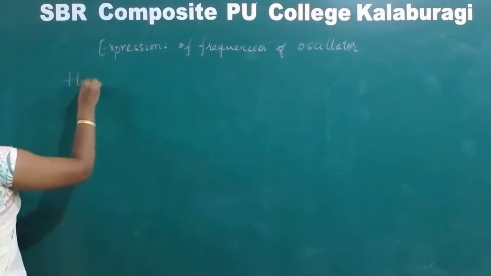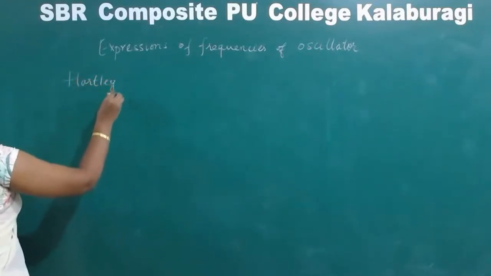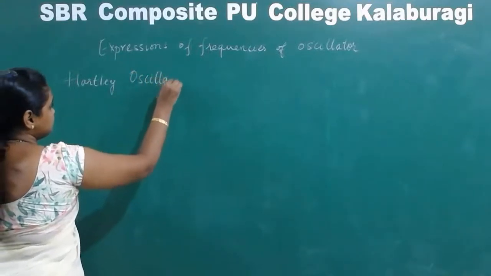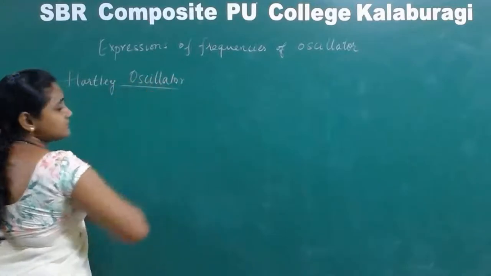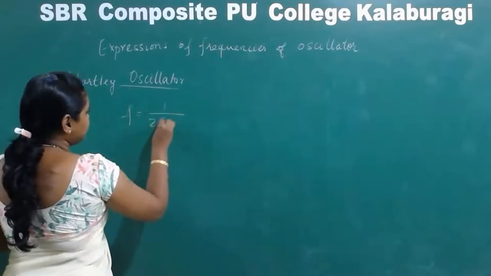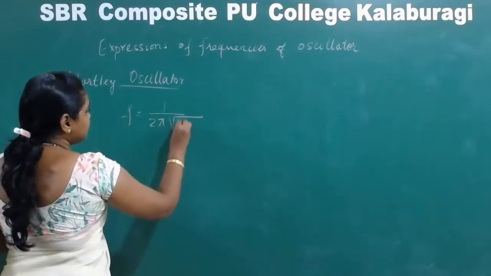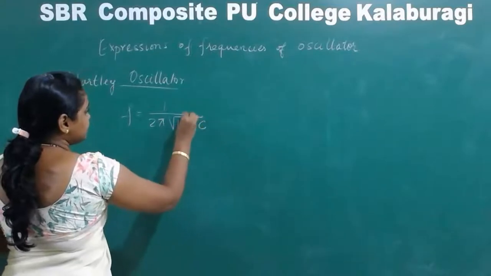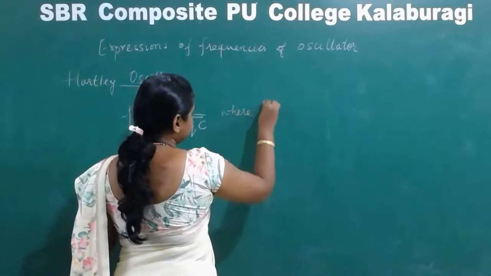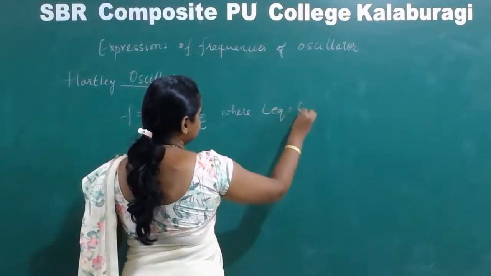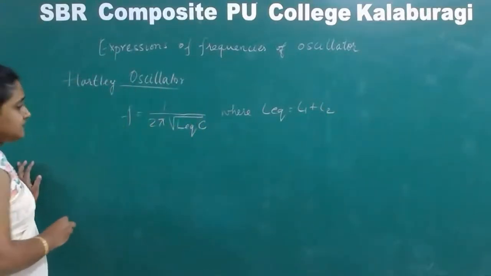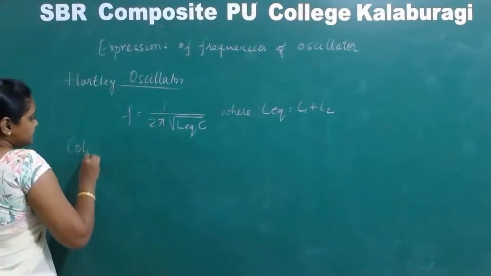Starting with Hartley, we studied the first oscillator as the Hartley oscillator. In the Hartley oscillator, the frequency expression is given by 1 divided by 2 pi under root L equivalent C, where L equivalent is L1 plus L2. Right?